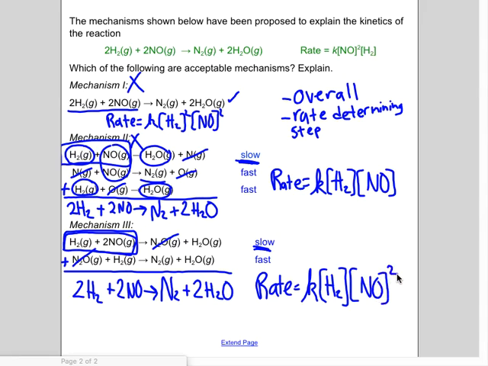All right, and is that the same as our rate law? It is. They wrote it NO squared times H2. I wrote H2 times NO squared, but remember, it doesn't matter what order you put things, it's just the order, right? What are the chemicals and what order are they raised to? And then this is a match. All right, so that means that mechanism 3 is plausible. All right, so it's acceptable. All right, so we can write our answer. Only mechanism 3 is acceptable.